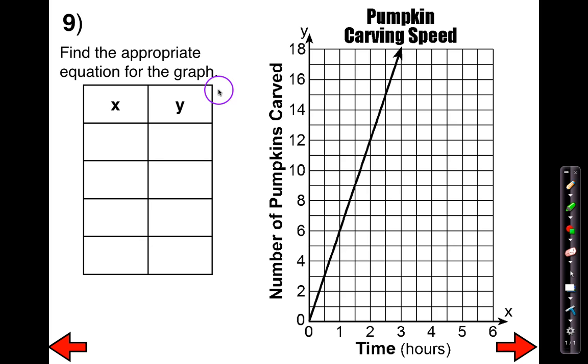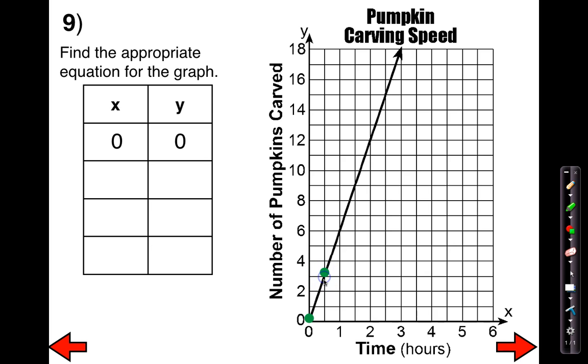So first things first, I want to collect some ordered pairs. Here I see 0, 0. It definitely goes to the origin. So right now I know for a fact it is going to be a proportional relationship because it is going through the origin and it is linear, which means it's going to follow the form y equals kx. Now it's just a matter of what my k is so I can plug it into my form.